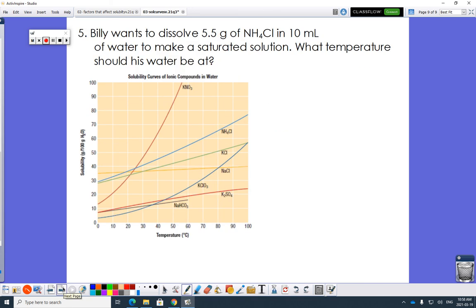Okay, so Billy wants to dissolve 5.5 grams of ammonium chloride in 10 milliliters of water. So here's the problem. It's 10 milliliters of water, but our curve is 100. It is not the same. So in order to use the curve to find the temperature, we have to change it into 100, which we can do. And we want a saturated solution, so that means we want it to be right on the line.